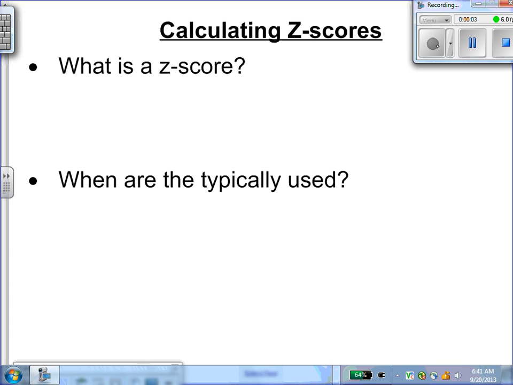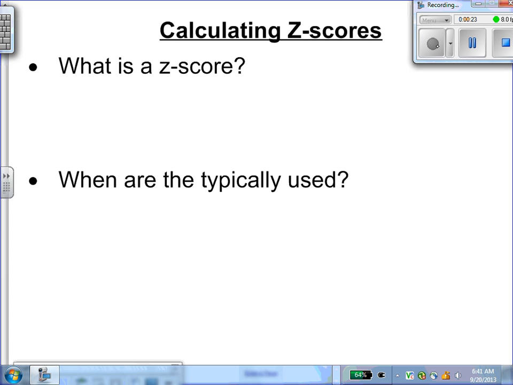Right, so up to this point, we talked a little bit about these normal distributions and what they might look like in terms of a density curve. But moving forward, we want to start thinking about z-scores. They're going to become a very important part of what we're doing in this class. So first things first, we need to get an idea, what is it?